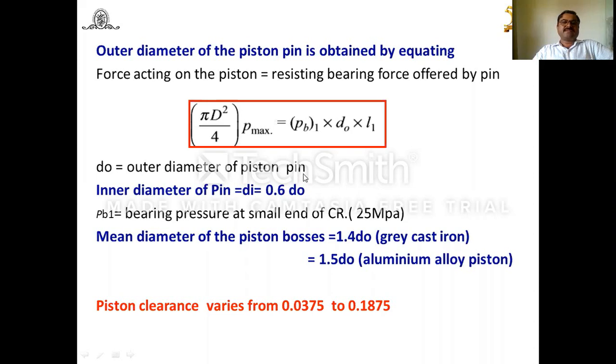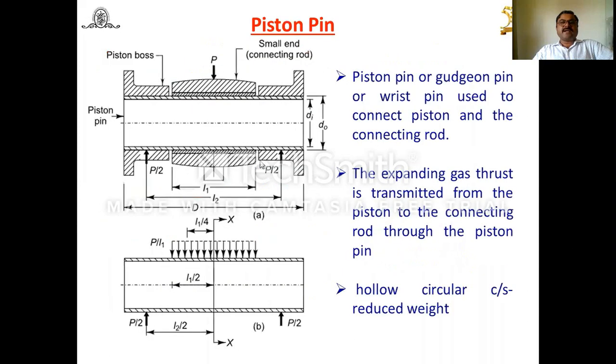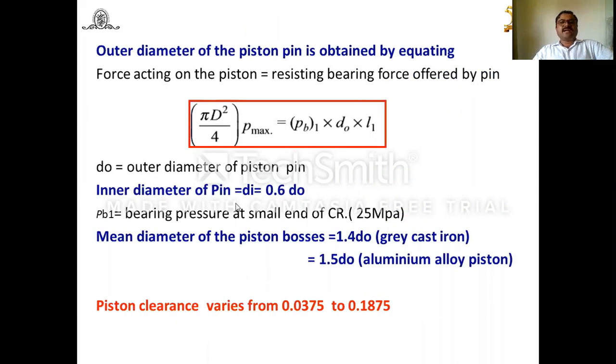Once you know the diameter of the piston pin, you have to find the inner diameter DI. We have considered only this bearing pressure for this area, up to this section, and the area of L1 into D0 is the projected area for PB1. The inner diameter of the pin is 0.6 times D0. Once you know D0, you can find DI. Bearing pressure at the small end of the connecting rod, if you don't know, is generally a maximum of 25 megapascal, and the mean diameter of the piston bosses is 1.4 times the diameter of the piston pin for grey cast iron, and 1.5 times the diameter of the piston pin for aluminum alloy.